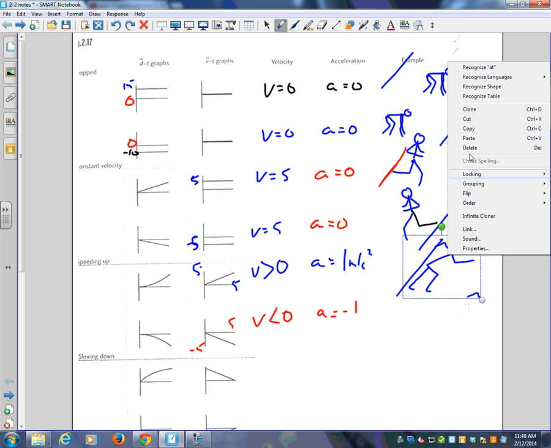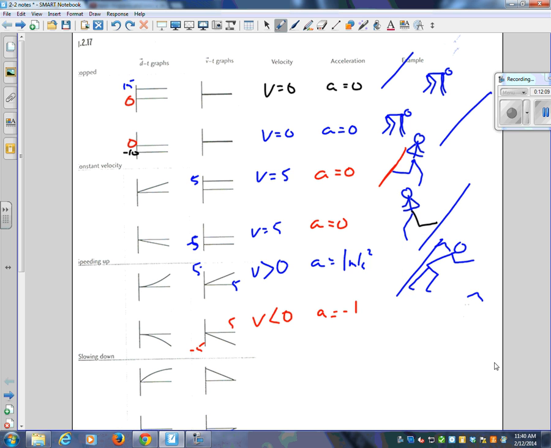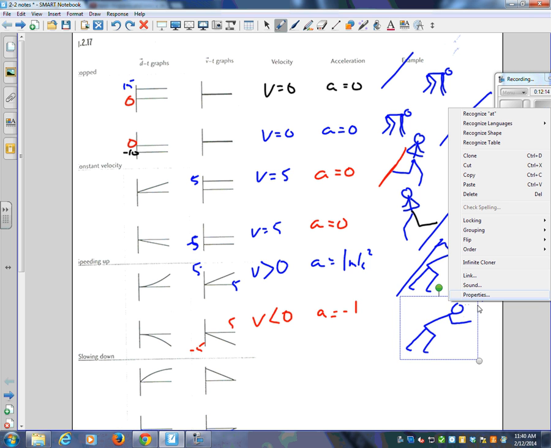I thought there's no such thing as negative acceleration. No, there is. There's no such thing as negative velocity. Oh, right, it's not deceleration. It's not deceleration yet.